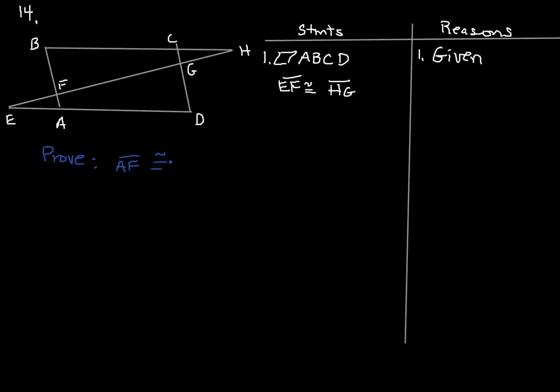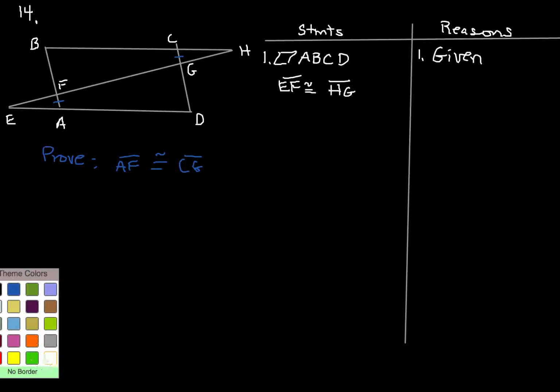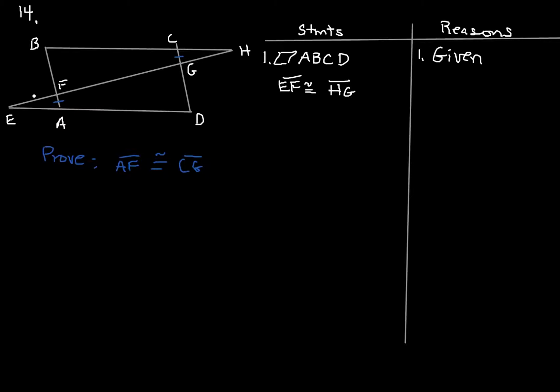So we are given that we have parallelogram ABCD and that EF is congruent to HG. So those are the two things we're given. We are supposed to prove that AF is congruent to CG. So let's mark what we're supposed to prove. AF, CG. And we are given that EF, so mark your diagrams in first, EF is congruent to HG.